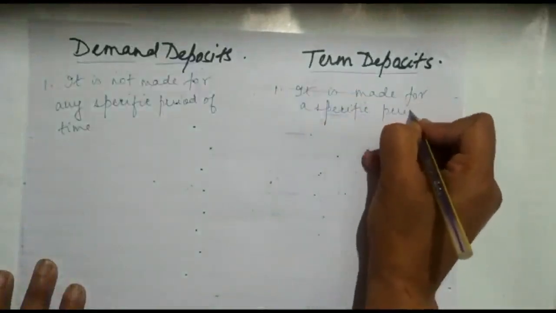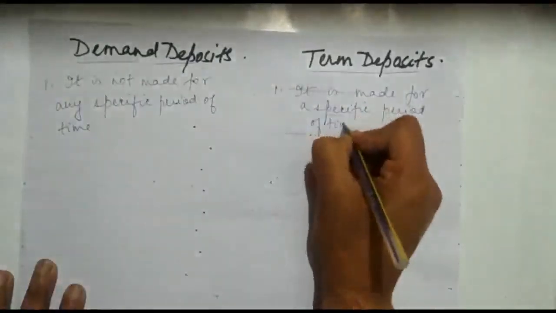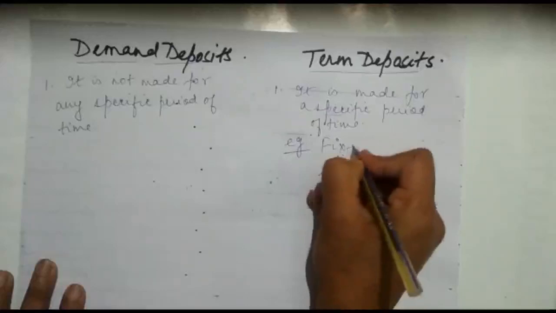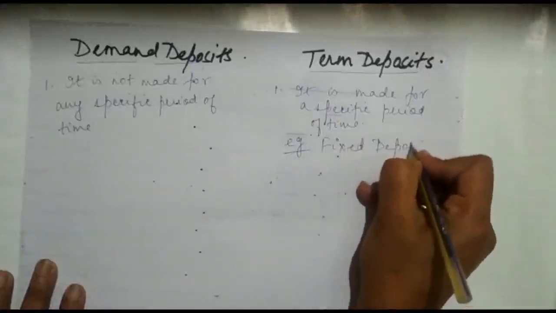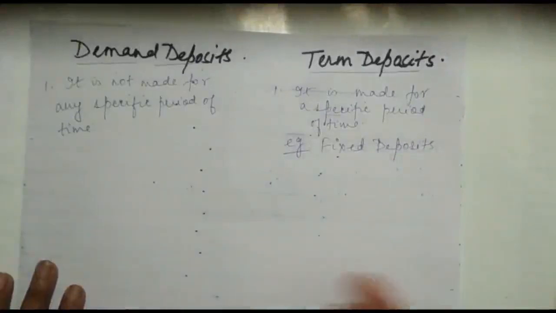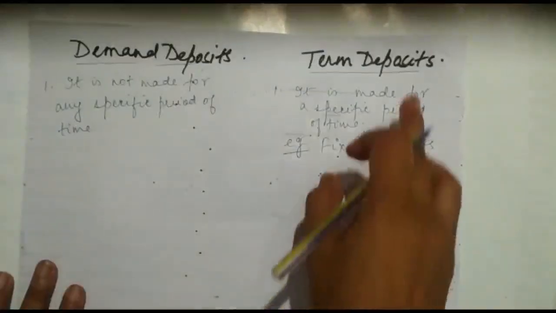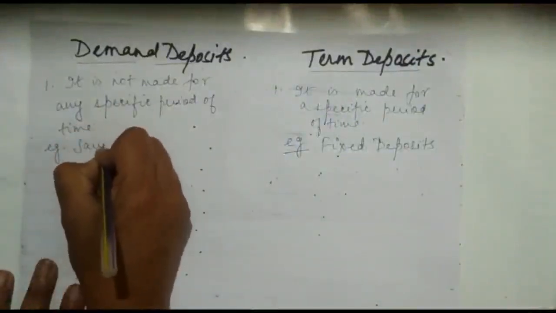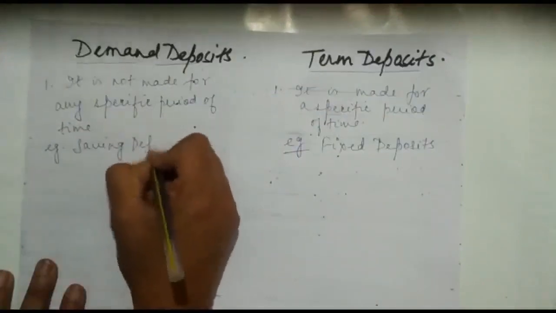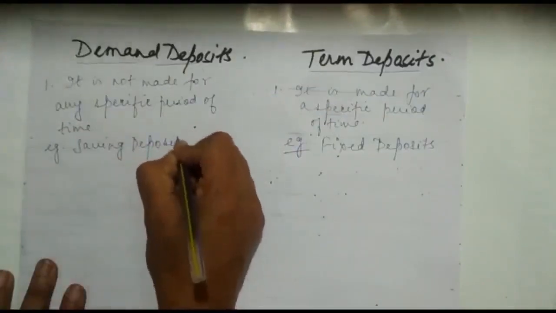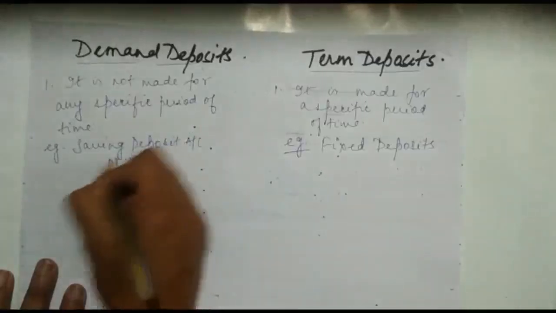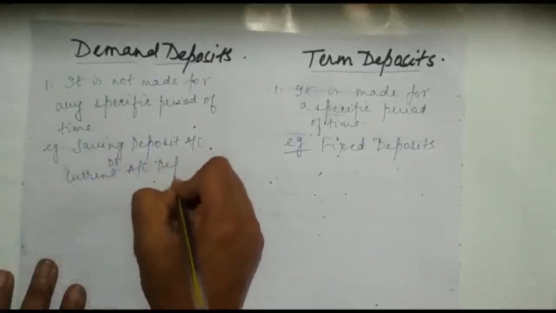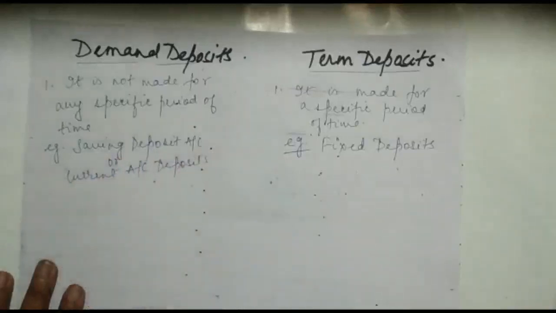I'll give an example, you will understand. An example of term deposits is fixed deposit. A fixed deposit is made for 1 year or 2 years or 5 years. You make the fixed one for a specific period of time. And over here the examples are saving deposit account or current account deposit.